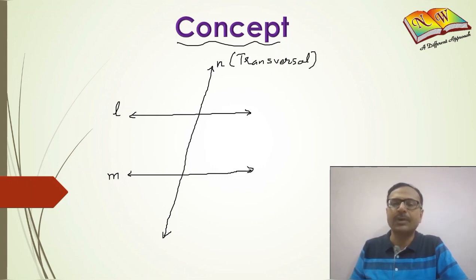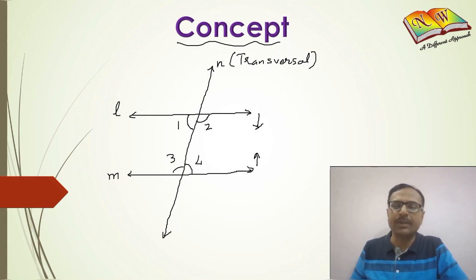Now, to understand what are alternate interior angles, first of all, we have to understand what are interior angles. All the angles which lie between the two parallel lines are called interior angles, like angle 1 here, angle 2, angle 3, and angle 4. So I have named all the four interior angles as angle 1, 2, 3, and 4.